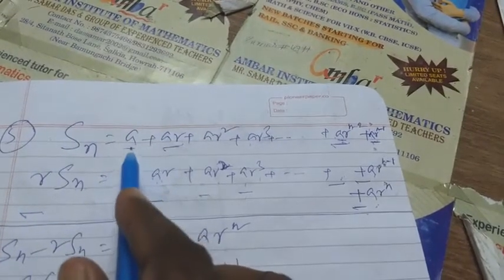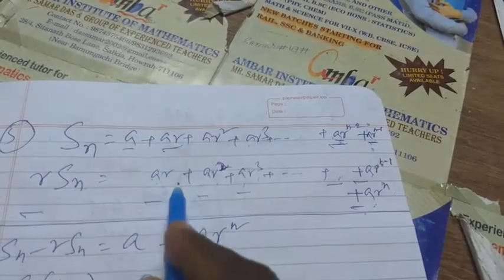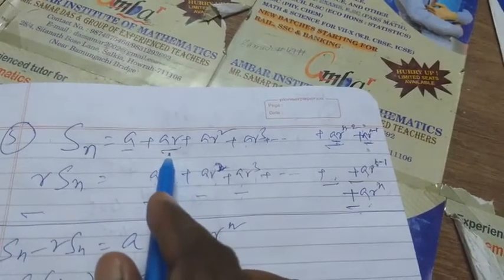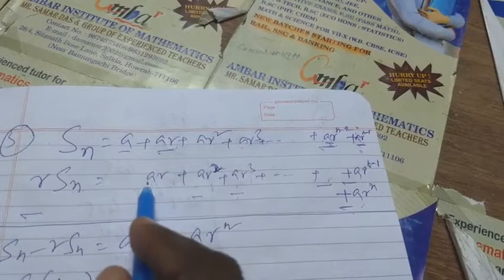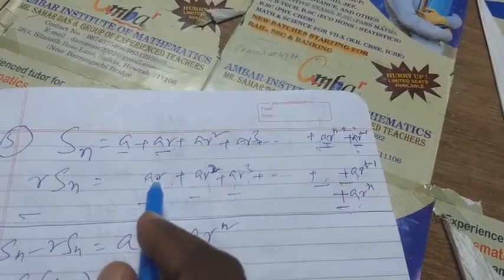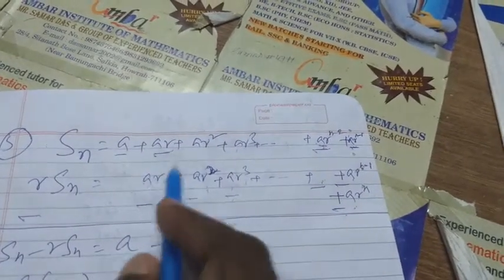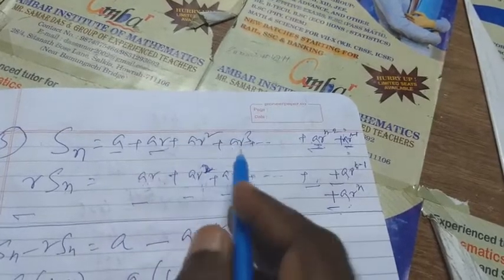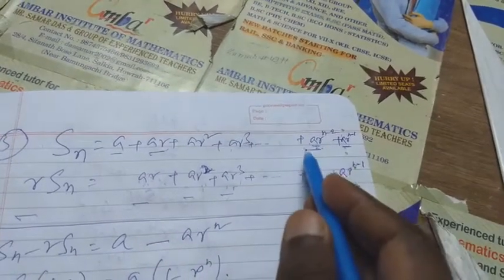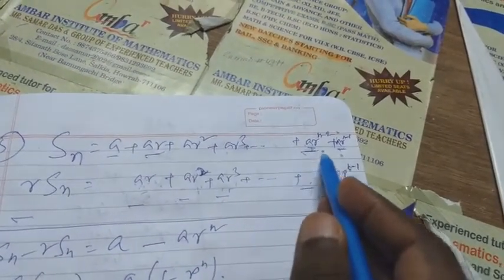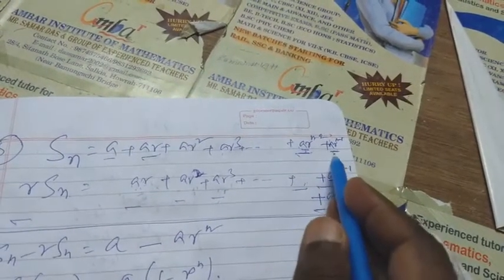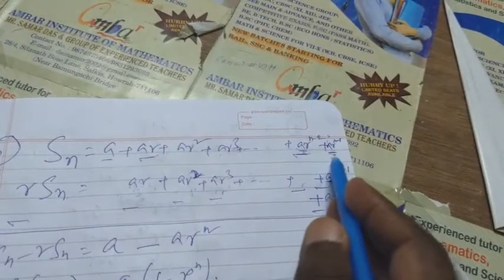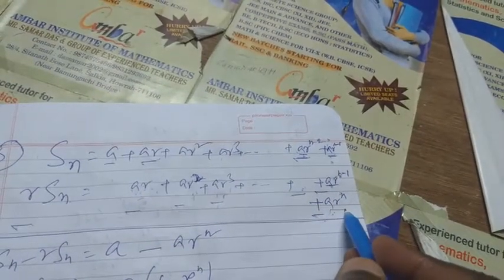So in that term, if we multiply by R, we get AR. In that term, if we multiply by R, we get AR square. So one term is shifting from the first to the second position, for cancelling these two terms, this term and this term also. If we again multiply this term by R, A into R to the power n minus 1, and place it at this position, and also if we multiply R by this term, we get A into R to the power n.